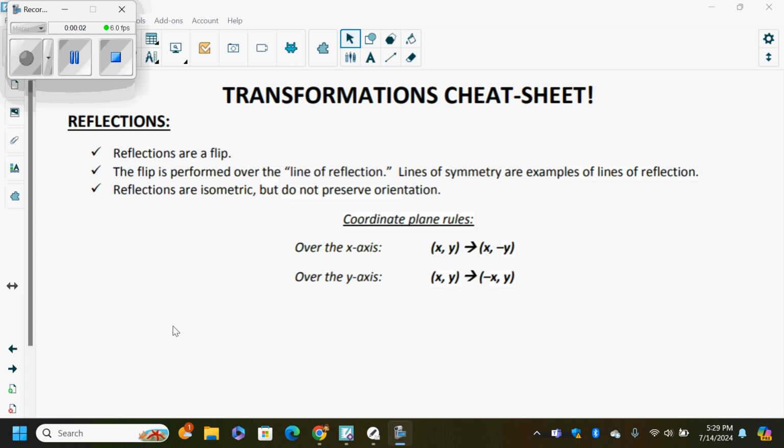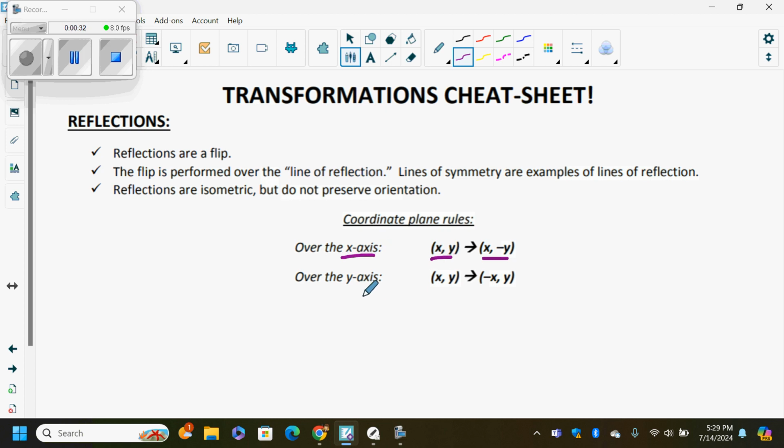First is this little transformation cheat sheet. So reflections are flipped over a line of symmetry. The rules for the ordered pairs: if you flip something over the x-axis, it originally was (x, y), and then it becomes (x, -y). So you change y to its opposite.